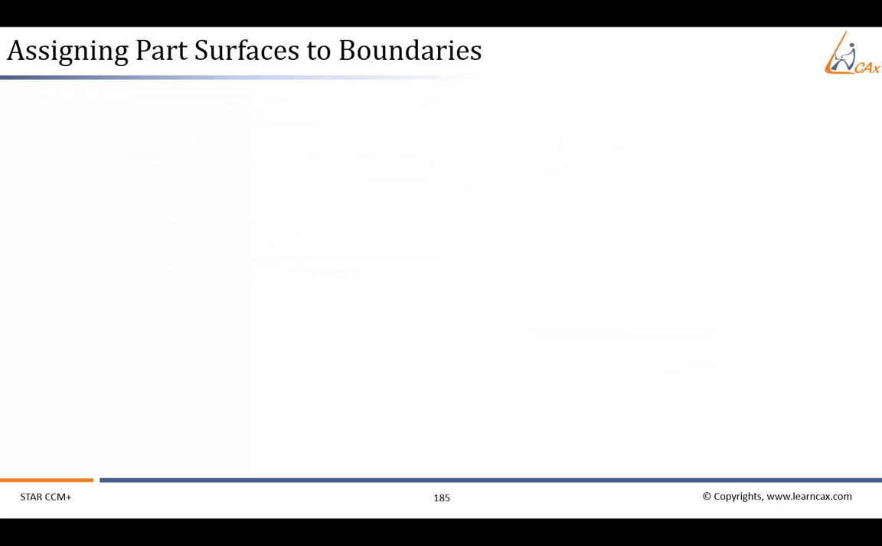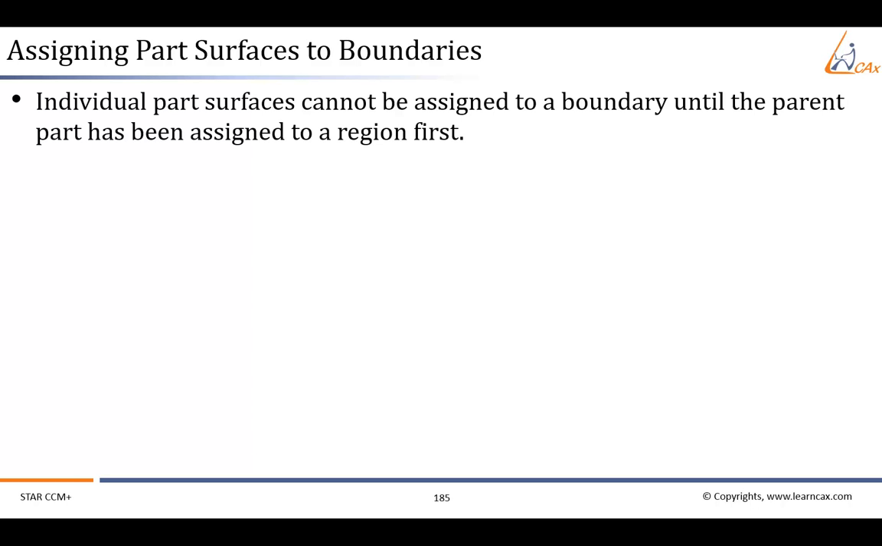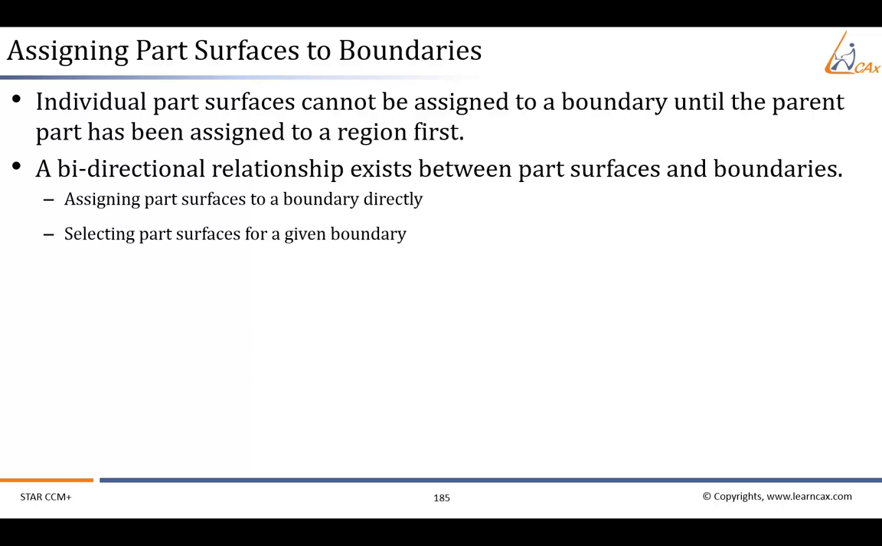Along with assigning parts to region, we also have to assign surfaces to boundaries. Individual part surfaces cannot be assigned to a boundary until the parent part has been assigned to a region first. As such, there are two different methods by which the surface-boundary relationship can be established: by assigning part surfaces to a boundary directly, or by selecting part surfaces for a given boundary. Either or both methods can be used.